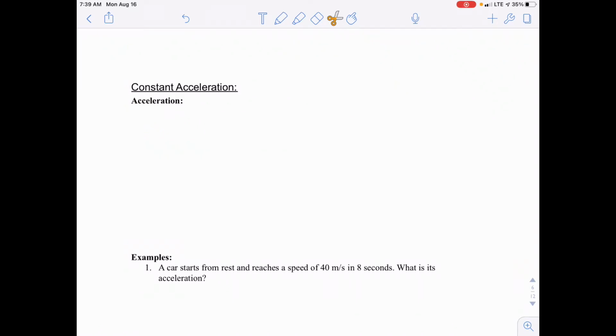Hello. In this video, we're going to take a look at constant acceleration. We'll take a look at it from what it means to any associated variables and units, the equations involved, and of course, we'll even do some examples as well. Remember to pause or rewind the video as needed. Let's begin.